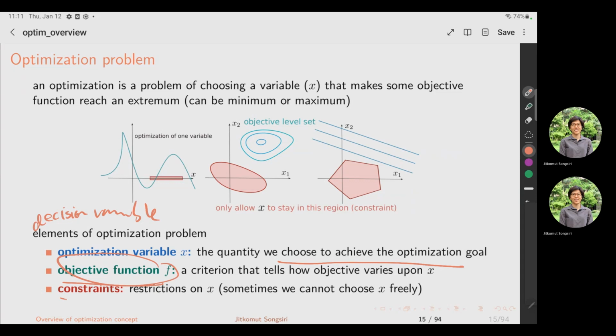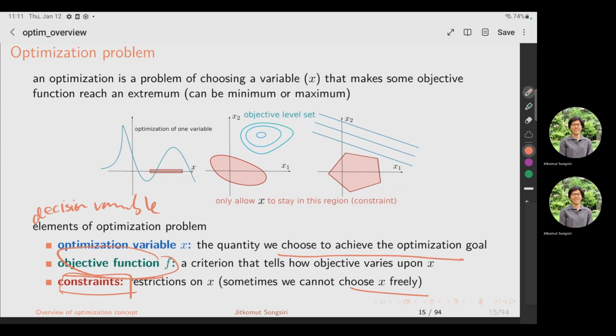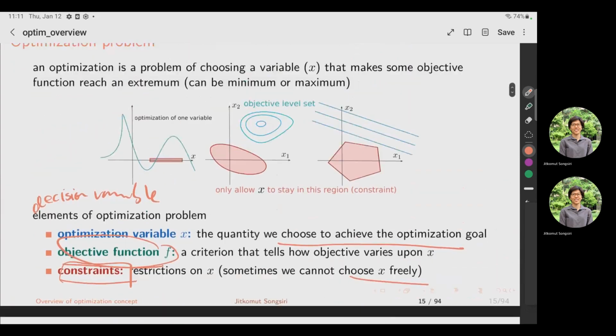Last one, a lot of times we cannot choose x freely. We don't have infinite choices. When we have restrictions on x, conditions on x, that is called a constraint. You can have more than one constraint. Now, this is an example.